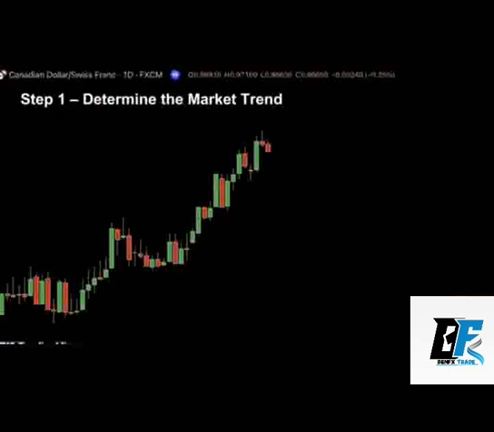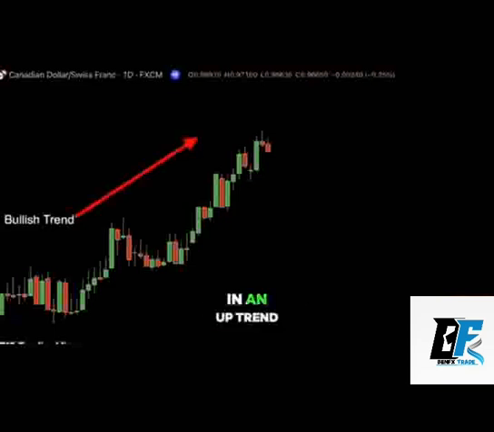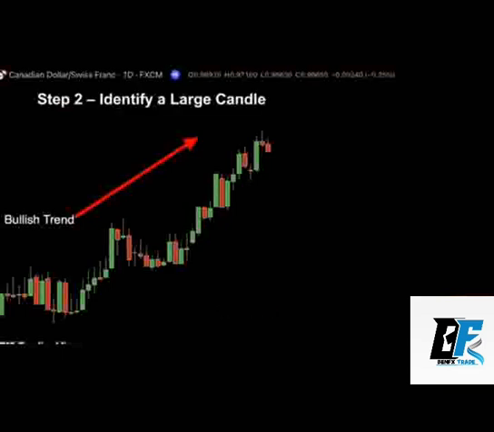Step 1. Determine the market trend. The first thing you need to do is identify whether the market is trending bullish or bearish. This can be done by analyzing the overall direction of the asset. In an uptrend, the market will form higher highs and higher lows, while in a downtrend, it will create lower lows and lower highs. Step 2.